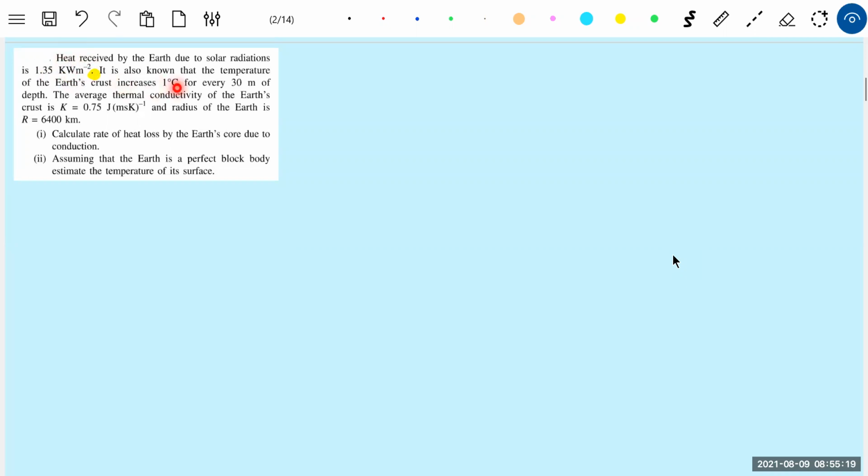Now, the temperature of the earth crust increases by 1 degree Celsius for every 30 meter of depth. The average thermal conductivity of the earth is given, and the radius is given. Calculate the rate of heat loss by the earth's core due to convection.